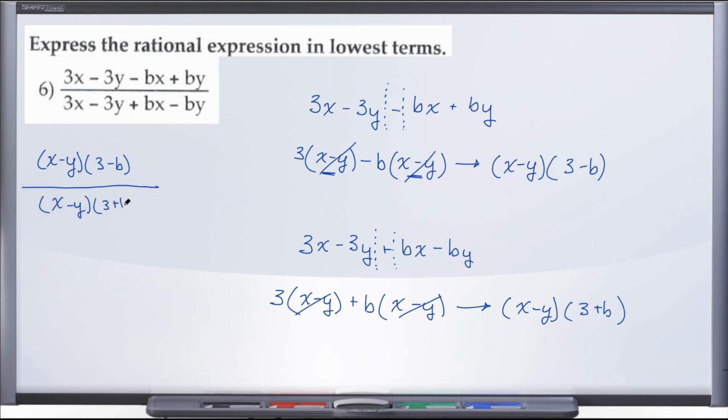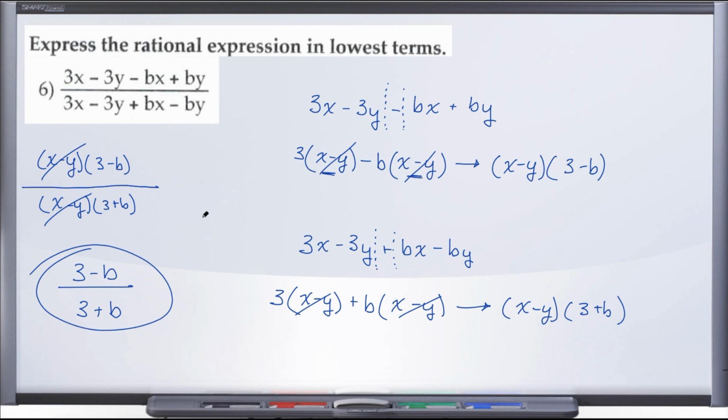So x minus y, 3 plus b. All right, so now this is where we're focusing our attention. Now we've rewritten the expression in its factored form. So let's go ahead and see what cancels. We have an x minus y and an x minus y, so that goes away. We have a 3 minus b, but no 3 minus b here, so this 3 minus b is going to stay. And this 3 plus b is going to stay because there's no 3 plus b in the numerator to cancel with. So writing this number 6, this rational expression in lowest terms, we are left with 3 minus b over 3 plus b. And there you have it.